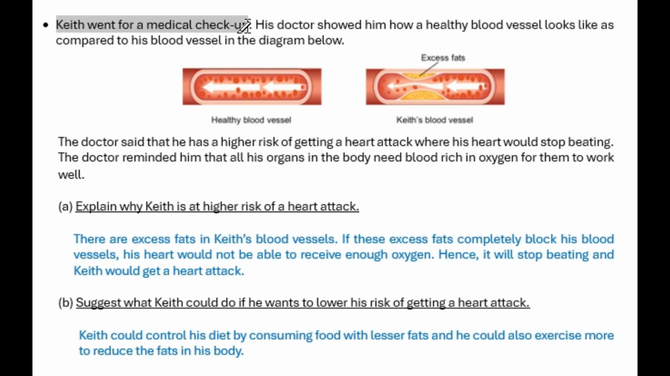Keith went for a medical checkup. His doctor showed him how a healthy blood vessel looks compared to his blood vessel in the diagram below.